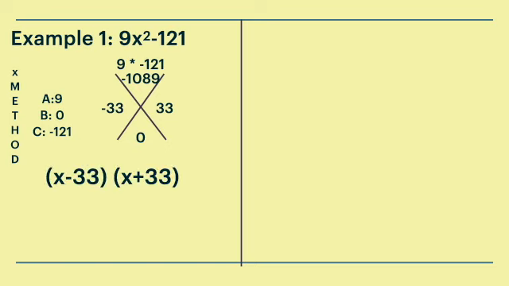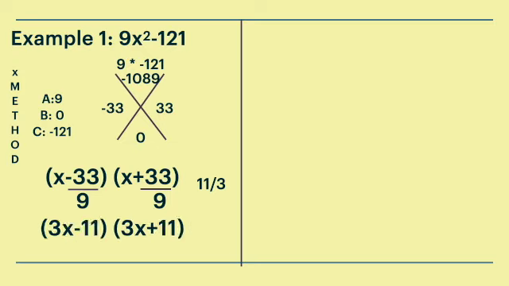So we have that, but remember, last step for X method, I need to divide by A. So A was 9, so I'm going to divide both of these by 9. I can see that I'm not going to get a whole number. However, I can simplify both by 3, and I end up with 11 thirds on both. Remember, the denominator needs to go next to the x, and then you leave the numerator with the sign right where it is. So 3x minus 11, 3x plus 11.